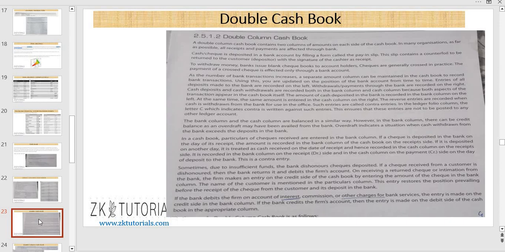If the bank debits the firm on account of interest, commission or other charges for bank services, the entry is made on the credit side in the bank column. And if the bank credits the firm's account, then the entry is made on the debit side of the cash book in the appropriate column. Alright.